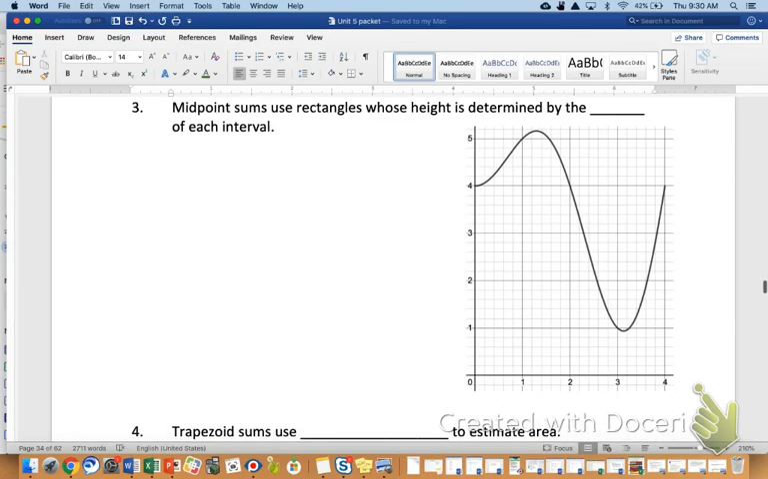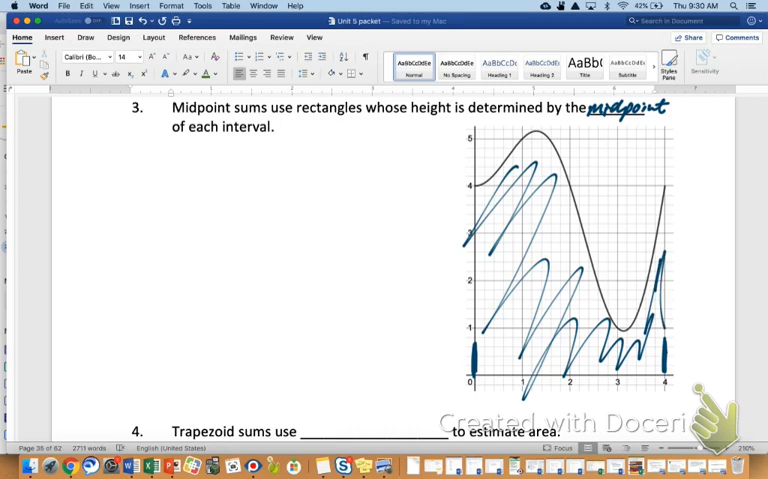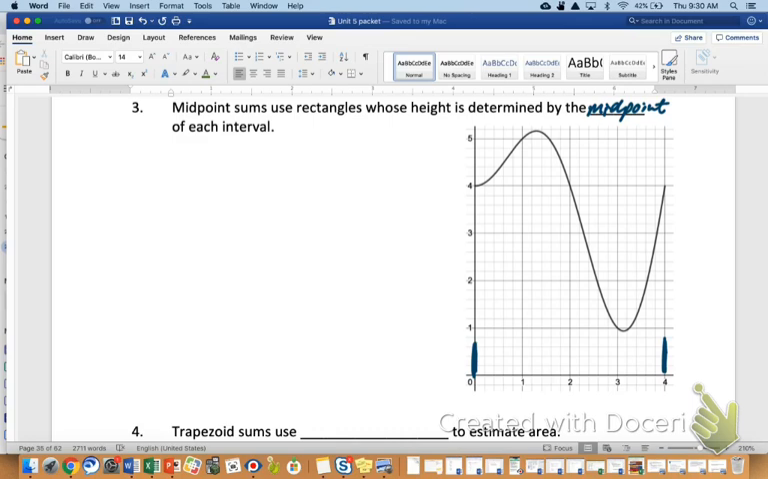The next one here is a midpoint sum. Midpoint sums use rectangles whose height is determined by the midpoint of each interval. So this is not a situation where we're using the left edge, like a left sum, or the right edge, like we do with the right sum. We're going to use the middle of the interval. So again, if I was going to estimate the area from 0 to 4, except for that part, then I could use a midpoint sum to do so.